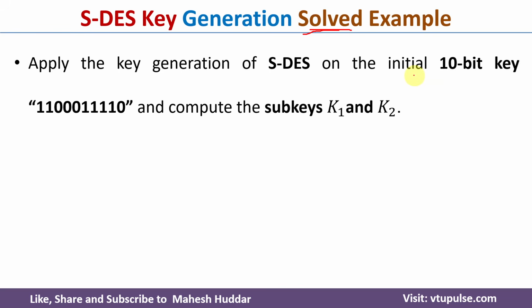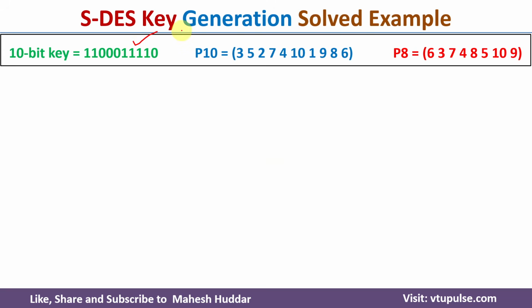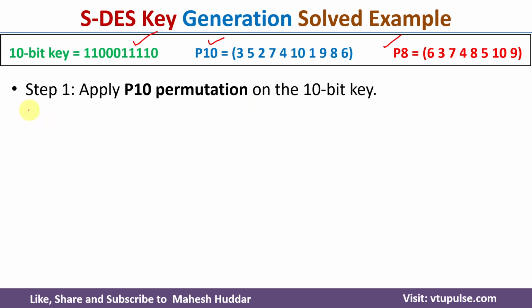So here a 10-bit key is given to us, that is 1100001110. For this we need to apply the SDES key generation algorithm and compute subkeys K1 and K2. In this case, P10 and P8 are given to us as shown here. This is the 10-bit key, this is P10 and this is P8. In the first step of the SDES key generation algorithm, we need to apply the P10 permutation on the 10-bit key.